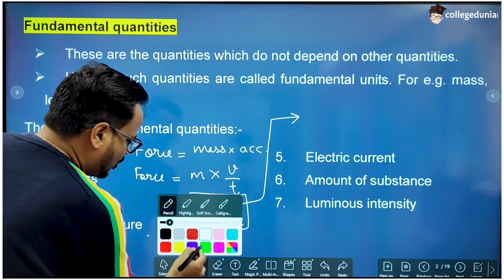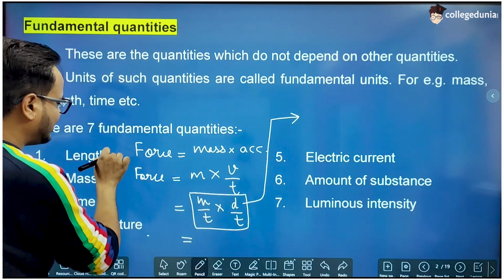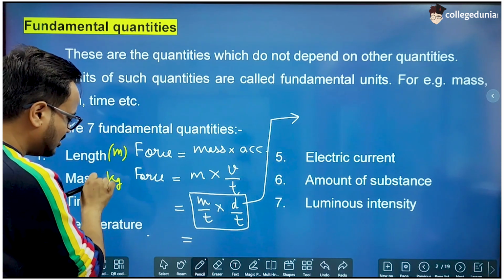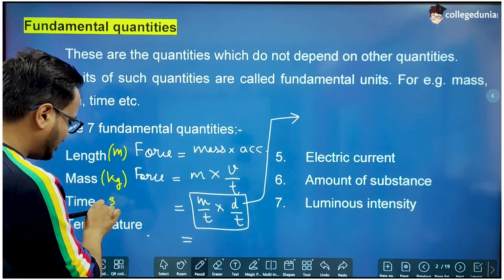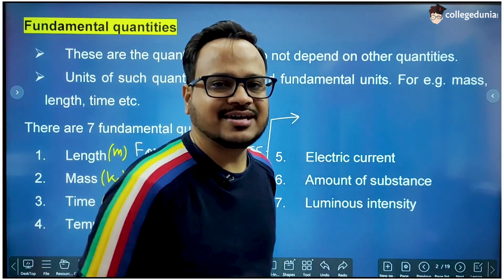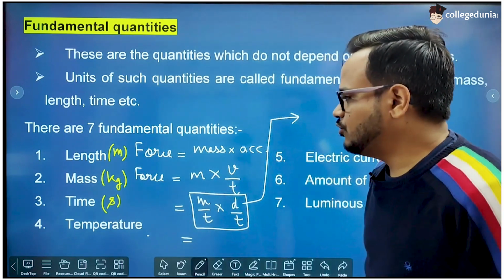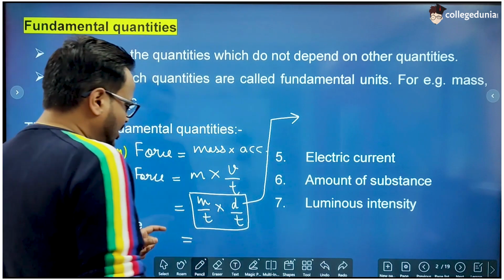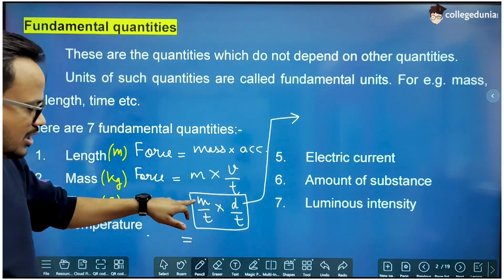Let's decide that we are going to take the unit of length as meter and unit of mass as kg and unit of time as second. Unit of length as meter, unit of mass as kg and unit of time as second. So based on this discussion, we can say that the unit of force, this is what?